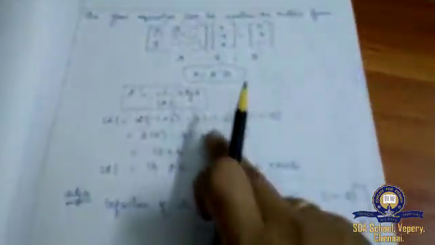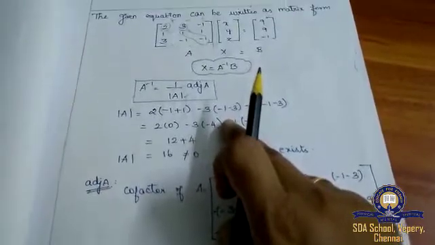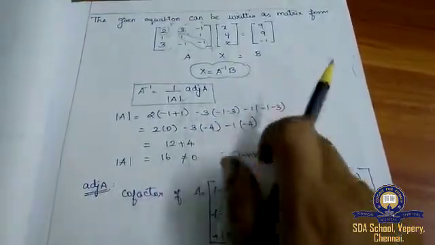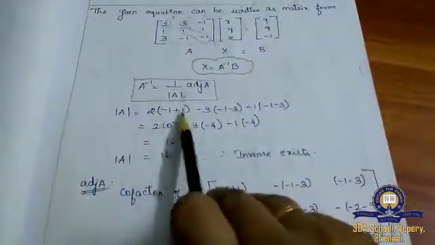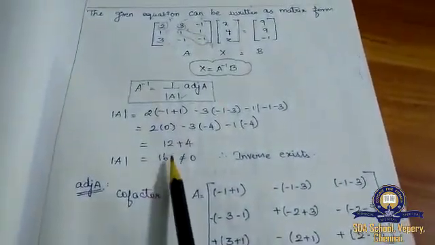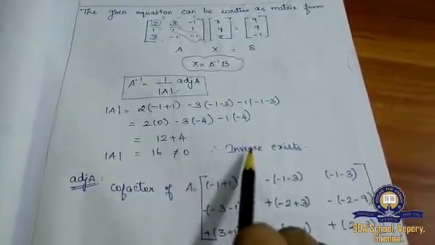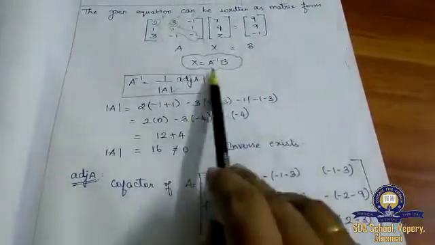So I've done it directly because we have already done many sums under the inverse values. After that, if I solve all those values, I'll get my answer as 16. So my answer is not equal to 0. Therefore the inverse exists. So after that, what am I going to find?